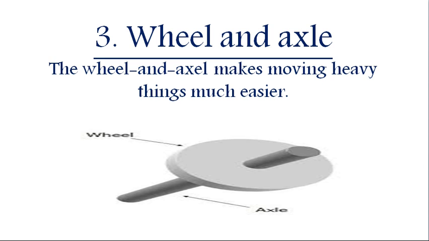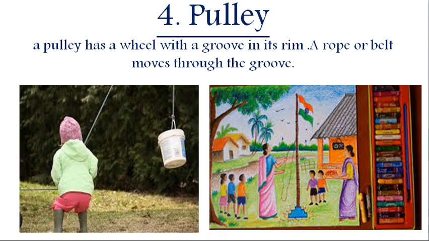The wheel was a very important invention. When the wheel is attached to an axle, it becomes a simple machine. The axle supports the wheel. Example is a truck. Now next we come to pulley. Everyone must have seen a pulley. A pulley has a wheel with a groove in its rim. A rope or a belt moves through the groove, and a pulley is used to lift heavy things, like when we draw water from a well.